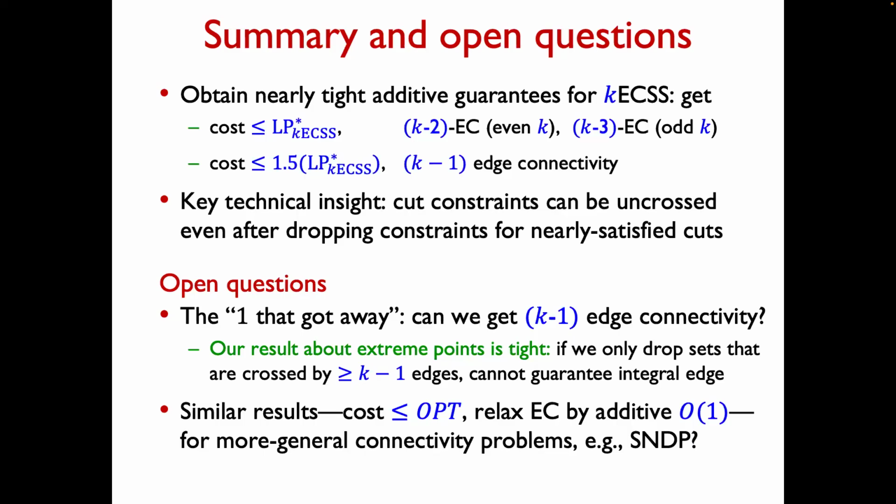We don't know actually that the example can be realized for even k. So maybe a simpler task here would be to get k minus 1 edge connectivity for even k. There is an arXiv paper of this, and there's an example that talks about this tightness. We don't know if that example can be realized as an instance of k-edge connected subgraph with even k, where you get that after picking some integral edges. At least I don't think we figured that out yet.